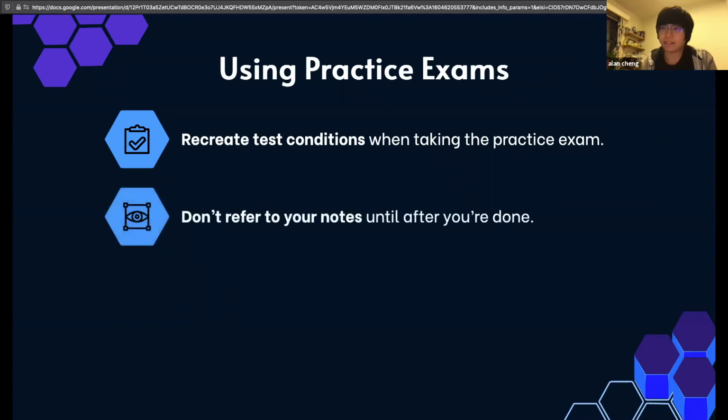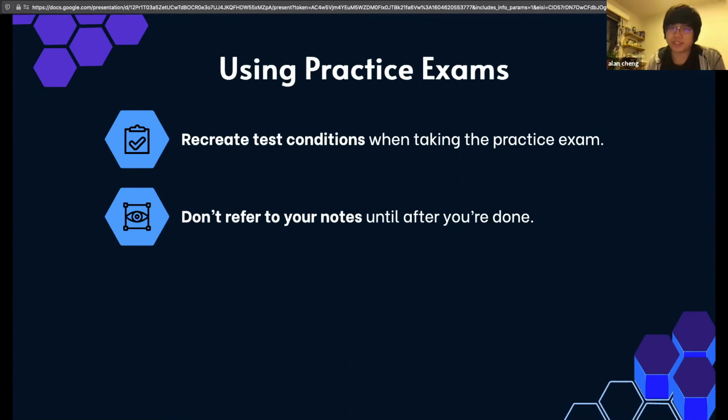And also in that vein, if it's a closed book exam, don't refer to your notes until after you're done. This is a common trap when taking practice exams that I've seen: when you get stuck, you look at your notes or you look at the solutions if they're provided and see, okay, that was the answer. And then you write it in afterward and say, okay, I understand this now because I looked at the answer. But that's a big trap.